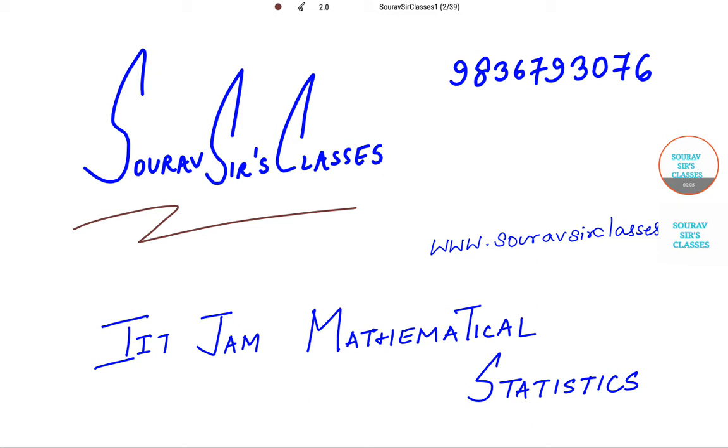Today's tutorial will be on mathematical statistics. That means we will pick a question paper of this particular course. Today it will be 2012 and we will solve some random sums.